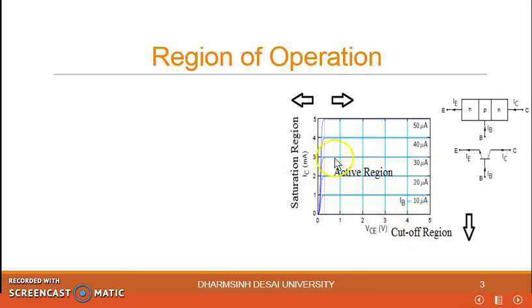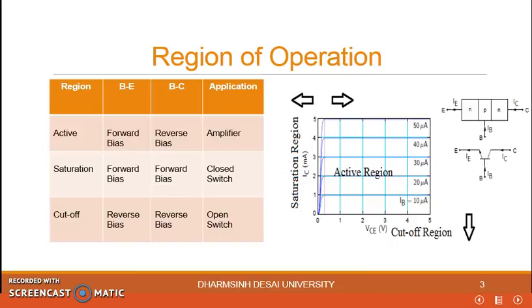Now you have to bias these two junctions in such a way that, depending on your requirement, you can connect it in active region, saturation, or cutoff. So this table will give you some idea. If the base-emitter junction and base-collector junction are both forward biased, it results in saturation, and if both are reverse biased, then you are operating in the cutoff region. If the base-emitter junction is forward biased and the base-collector junction is reverse biased, then your operating point will lie somewhere here. And which is our requirement here? We want to bias the transistor as an amplifier. But if you want to bias the transistor as a switch, then you have to bias it between saturation and cutoff.